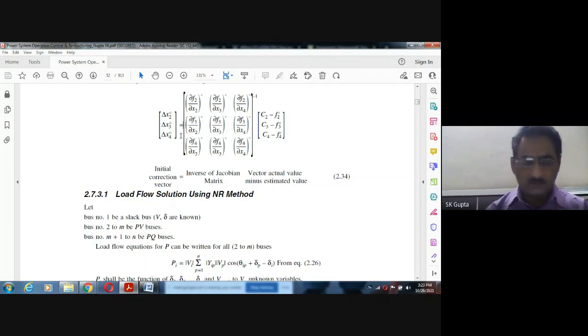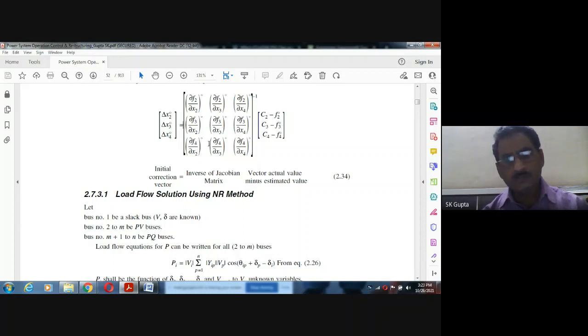So this method is based on how the estimation is done in the starting. If the estimation in the starting is done well, then the system will converge very fast, within 2-3 iterations. If by mistake you take a wrong estimation, then it can diverge in place of converging, or otherwise it will be slow.